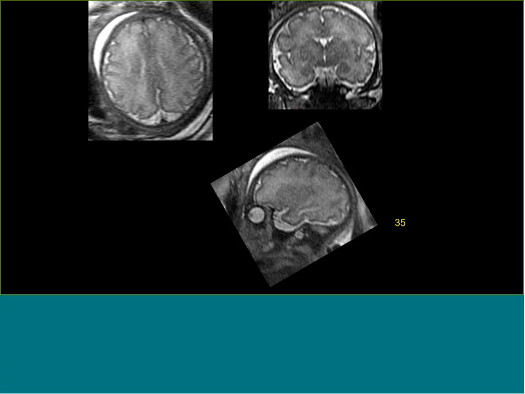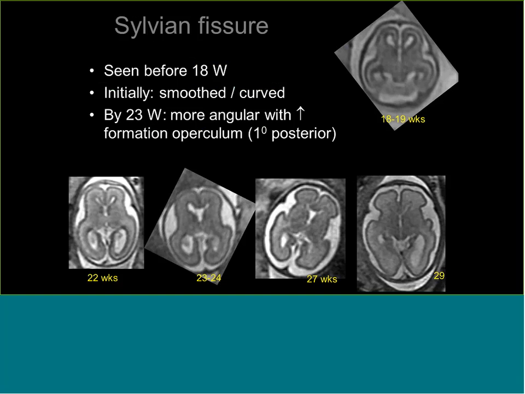So here's a 35-weeker, and again, pretty much all of the primary sulci are present. Now, the Sylvian fissure is a little harder to assess because it does tend to have some variance from individual to individual. But until about 23, 24 weeks, it tends to be fairly featureless. It may develop a bit of a posterior corner here by 23, 24 weeks.